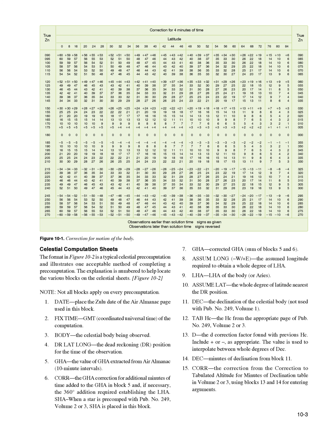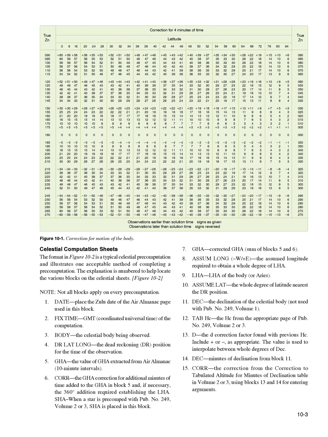SHA: when a star is precomputed with Pub. No. 249, Volume 2 or 3, SHA is placed in this block. 7. GHA corrected: GHA, sum of blocks 5 and 6. 8. Assumed Long, W/+E: the assumed longitude required to obtain a whole degree of LHA. 9. LHA: LHA of the body, or Aries. 10. Assumed Lat: the whole degree of latitude nearest the DR position.